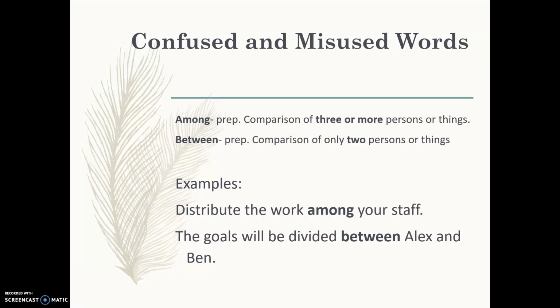Confused and misused words. Among and between. Among is a comparison of 3 or more persons or things. Between is a comparison of only 2 persons or things. For example, distribute the work among your staff. That staff has at least 3 people or more. The goals will be divided between Alex and Ben. The reason why we use between is because there's only 2 people, Alex and Ben.